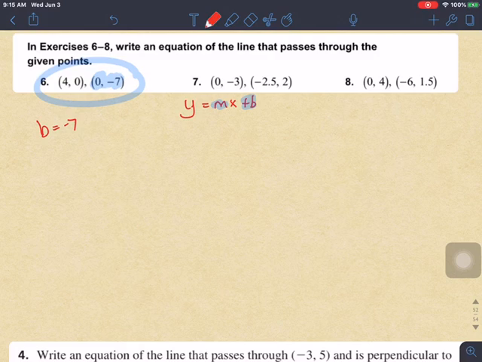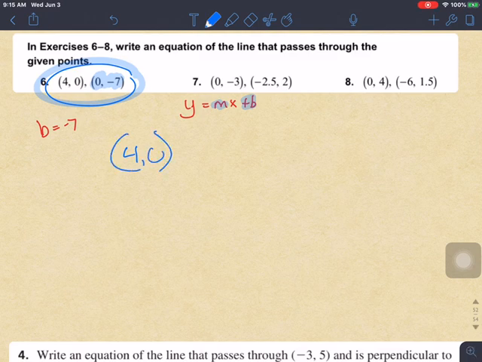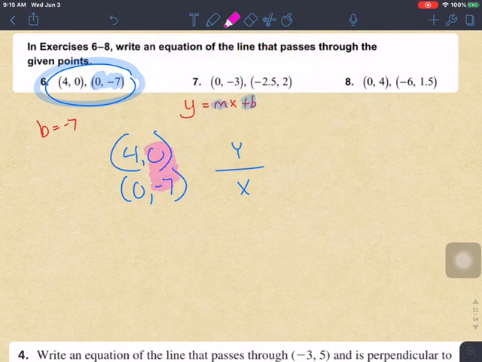The only other thing we've got to figure out is how to find the slope. My preferred method is to take the coordinates (4, 0) and stack it on top of (0, -7). Remember, slope is the change in the y-coordinate over the change in the x-coordinate. So I like to stack them and then just look. How do you describe the numerical change from 0 to -7? Well, it went down 7. So I'm going to put -7 on top. That's the change in y.